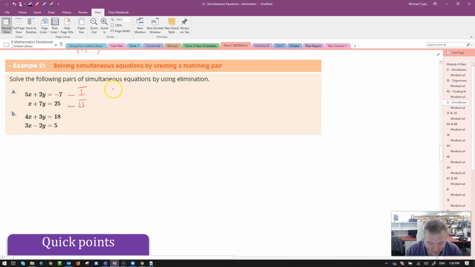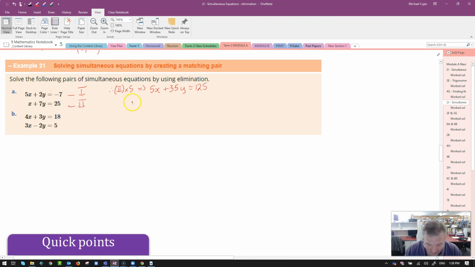So what I might do is multiply the second equation by 5. What's that going to give me? Because then it's going to give me the coefficient of x to be the same. So let's see. 5 times x, of course, is 5x. 5 times 7y is 35y. And 5 times 25 is 125.